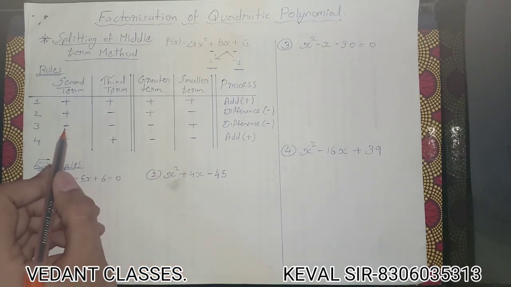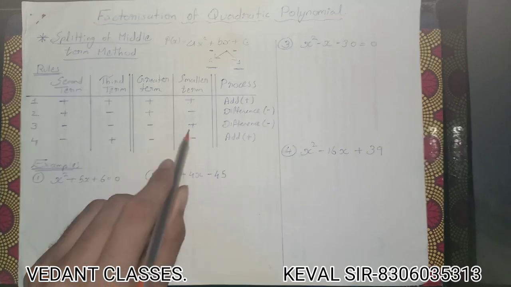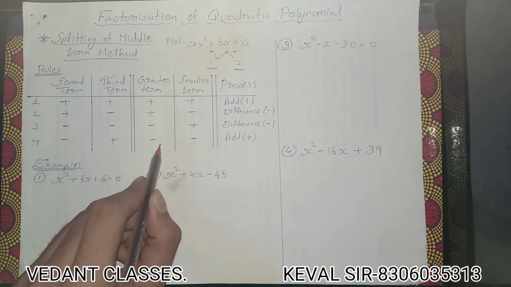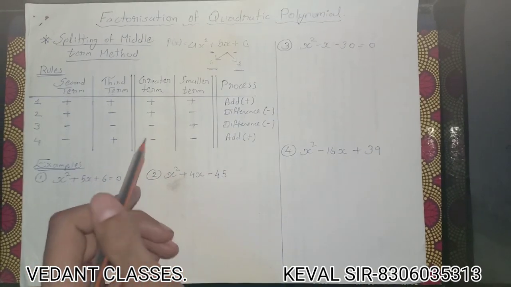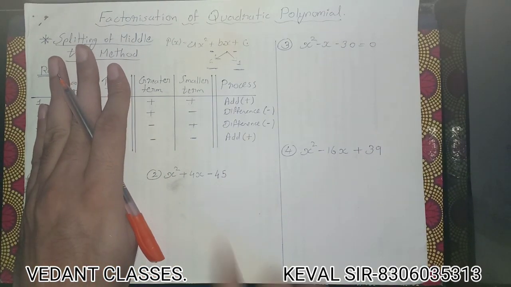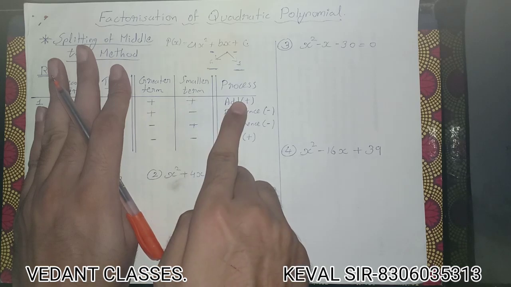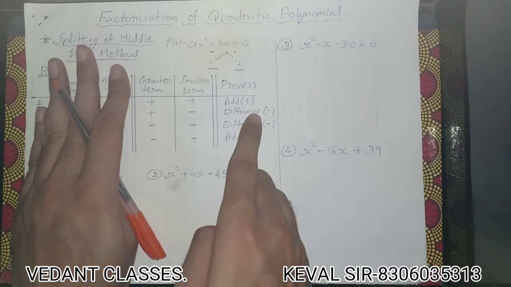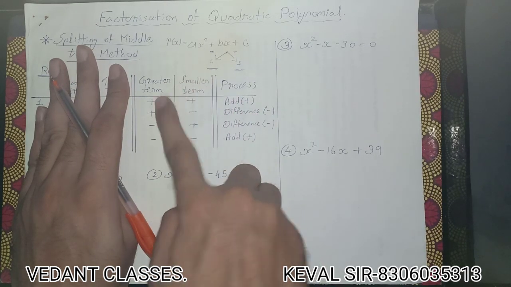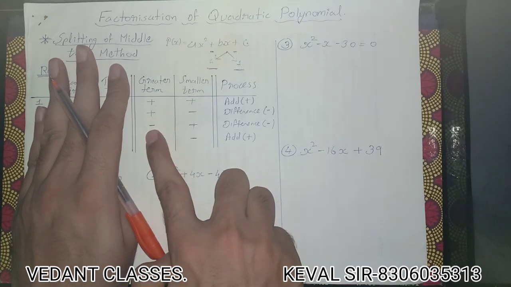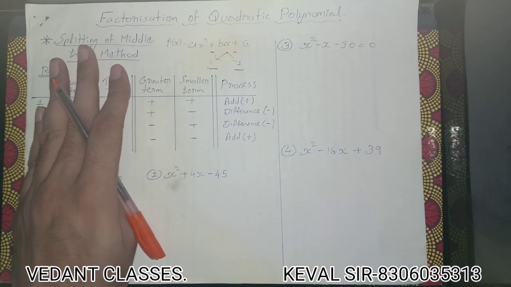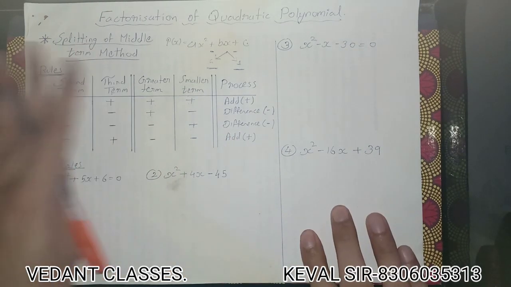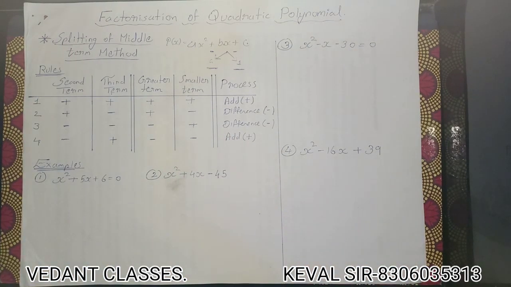Then the third case is minus minus, then minus plus, and the fourth case is minus plus, minus minus. You just need to interchange these two. Now see here, this is plus plus plus, then plus minus minus. Minus means you need to carry out the difference between these two terms. Then minus plus minus, and this will be minus minus plus. So just remember these rules and you can easily factorize the polynomial.